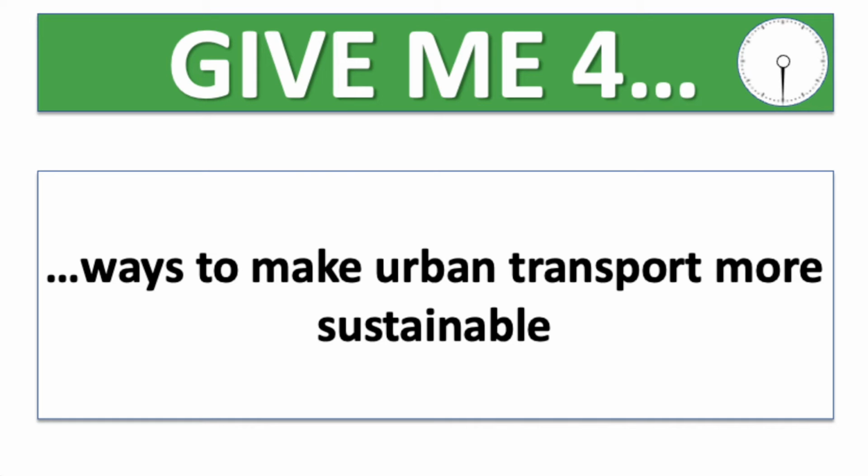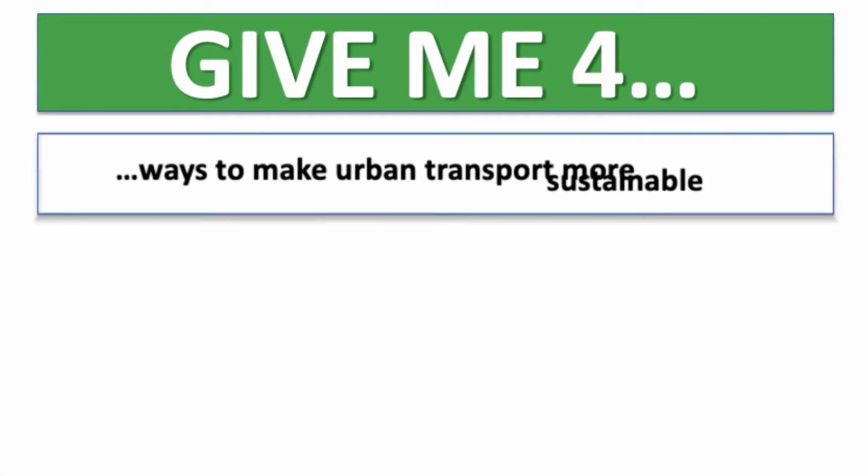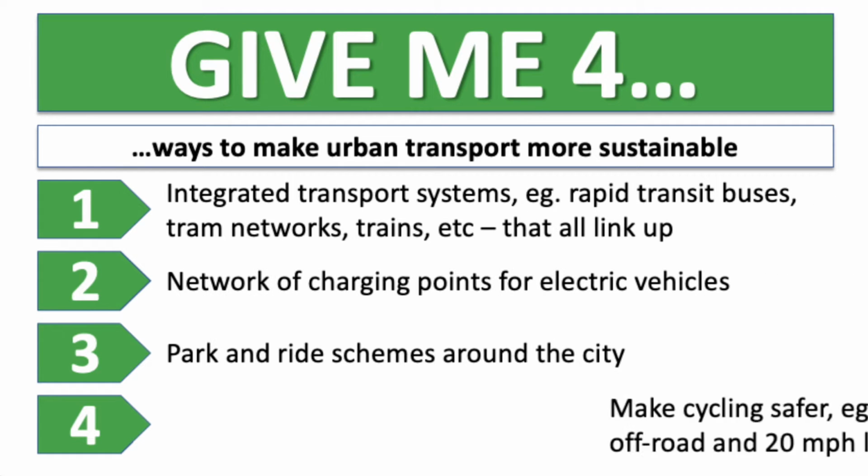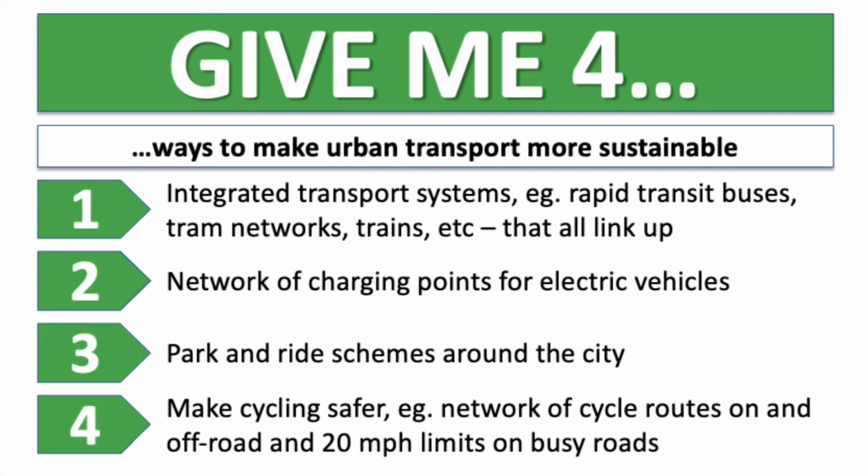Okay, did you manage to come up with 4? So let's have a look at what you could have said. 4 ways to make urban transport more sustainable. At the top, integrated transport systems, for example, your rapid transit buses, your tram networks, your trains, etc. that all link up. A really good example of that would be the Transport for London system, where you've got the London Underground, the Overground, the city buses, all sorts of things working there.